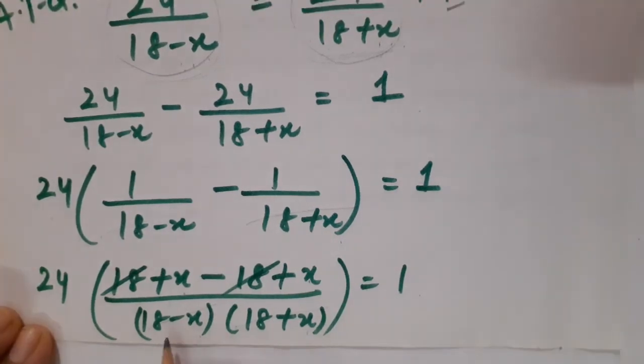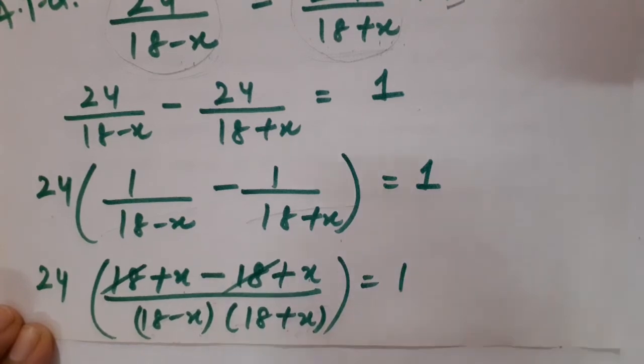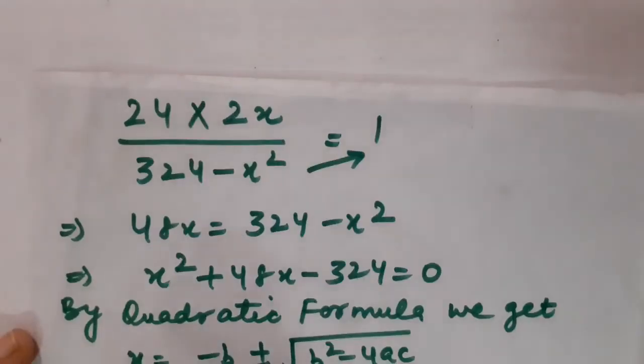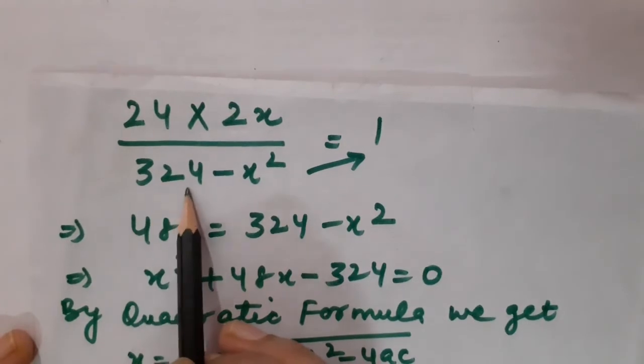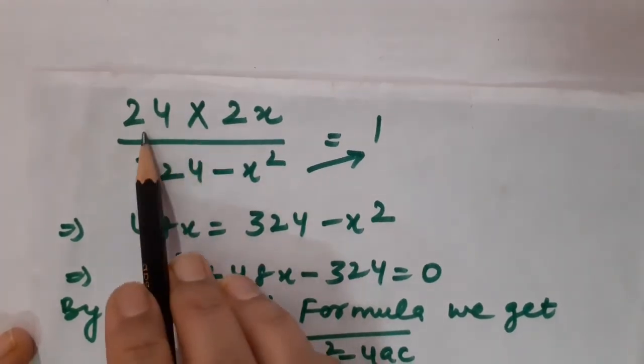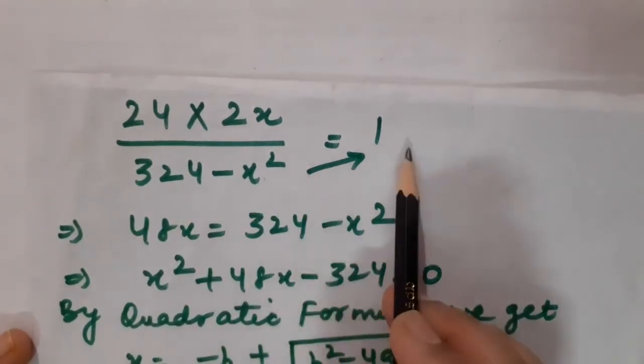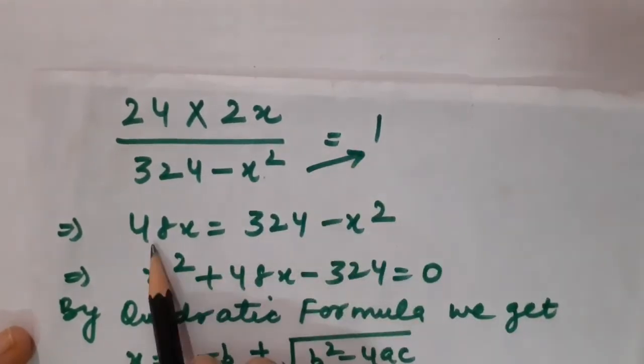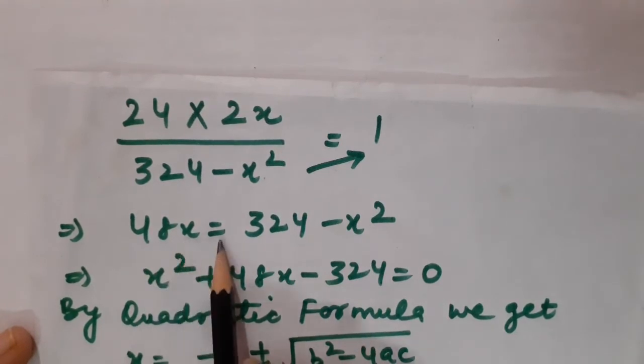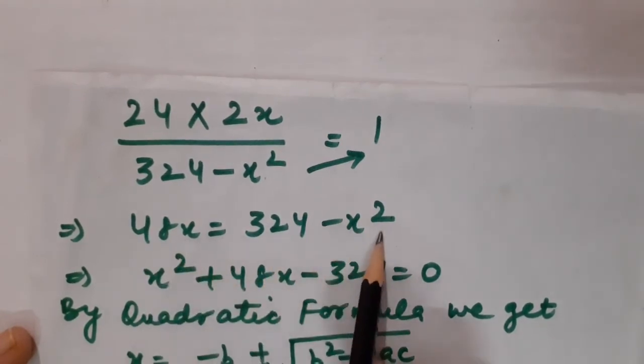And now children, in the denominator you will be having 18 minus x into 18 plus x. That is a minus b into a plus b. So definitely we will have to apply the identity a square minus b square. That is 18 square minus x square. Okay. Now what is 18 square? That is 324. So in the numerator I have got 24 into 2x upon 324 minus x square is equal to 1. While cross multiplying, children, I have got 48x is equal to 324 minus x square.